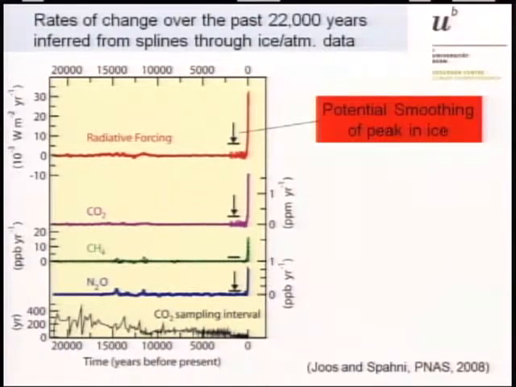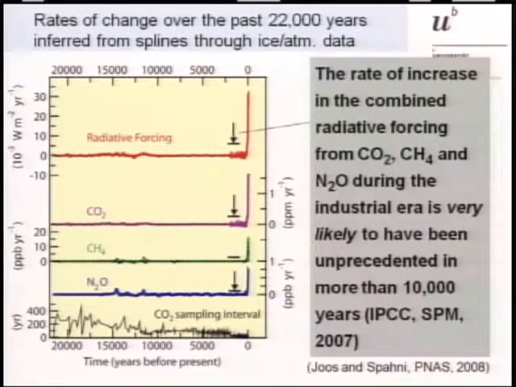For methane, we don't actually need to take this smoothing into consideration, as there are high-resolution records from Greenland, where the smoothing is not as large. So this leads us to the conclusion, and this was also entering the last IPCC assessment report, that the rate of increase in the combined radiative forcing from these greenhouse gases is very likely unprecedented during the last 20,000 years.